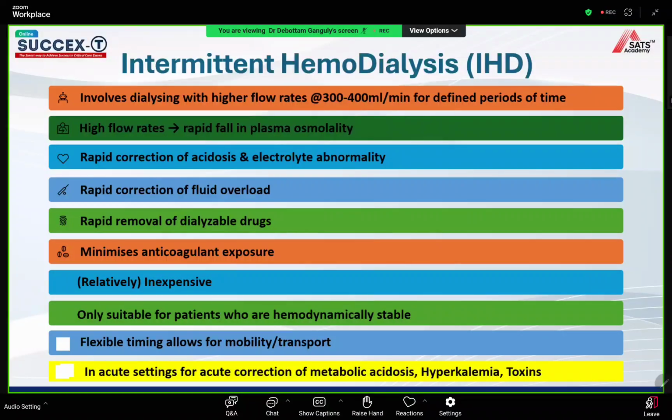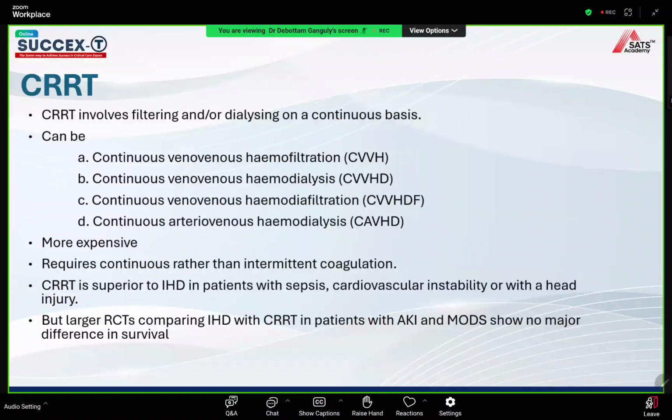So minimize anticoagulant exposure. That is an important portion of CRRT. I will come to it again later. It is comparatively inexpensive compared to CRRT. And these are some salient features of ISD. But the indication of dialysis remains the same. Whatever the modality is, the main indication of renal replacement therapy remains the same. Modality depends on patient condition, need, and clinical scenario.